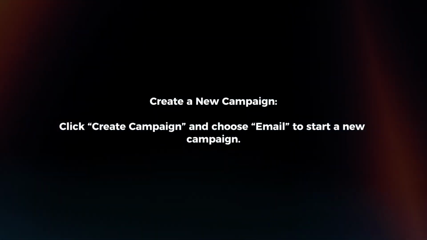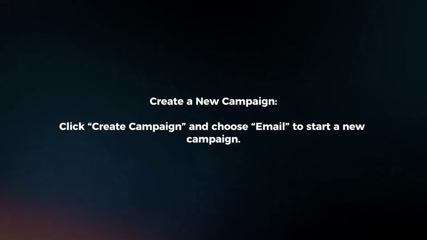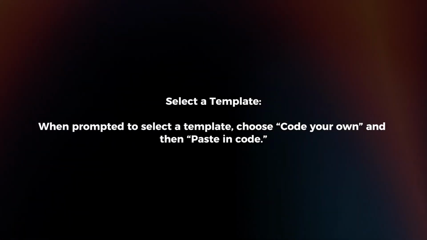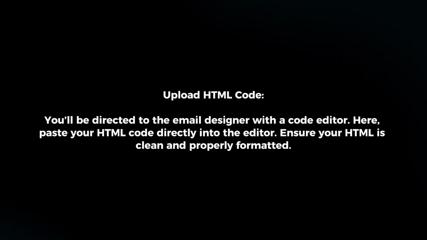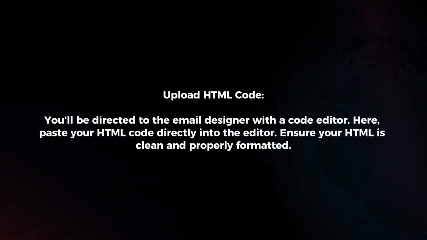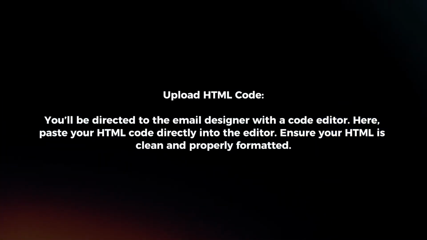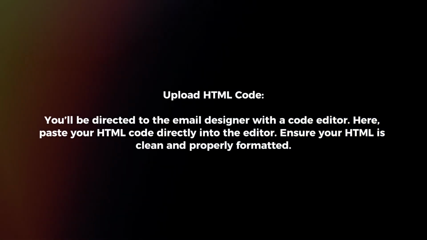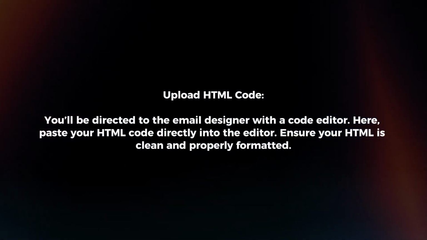Create a new campaign. Click Create Campaign and choose Email to start a new campaign. Select a template. When prompted to select a template, choose Code Your Own and then Paste in Code. Upload HTML code. You'll be directed to the email designer with a code editor. Here, paste your HTML code directly into the editor. Ensure HTML is clean and properly formatted.